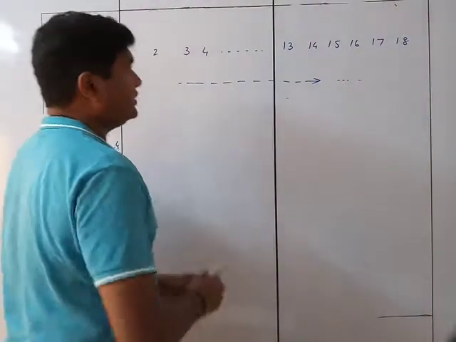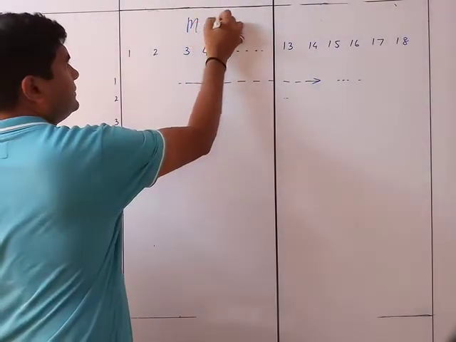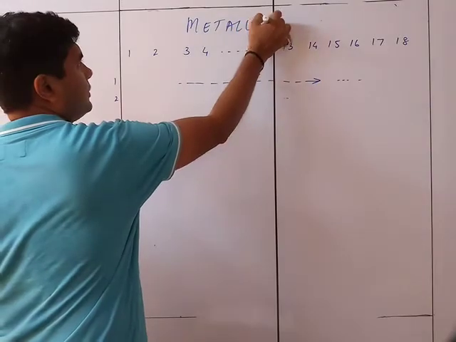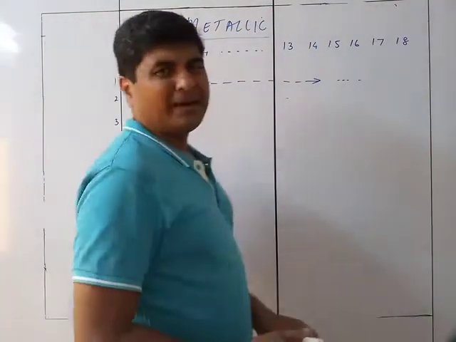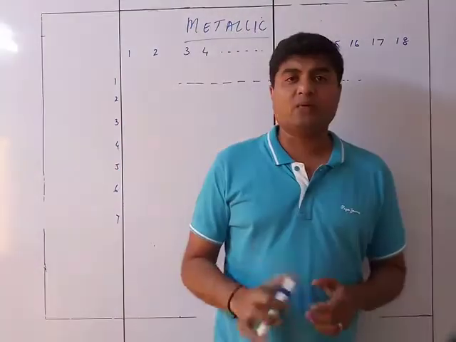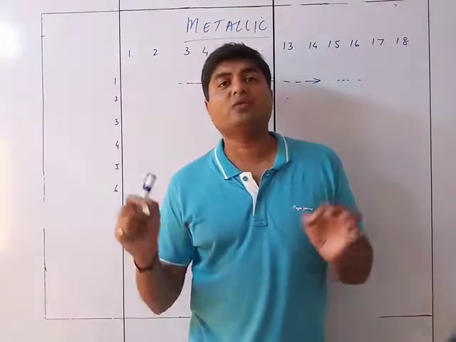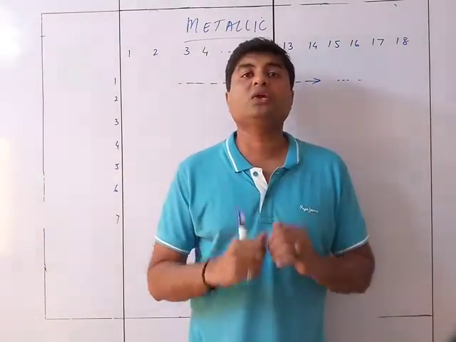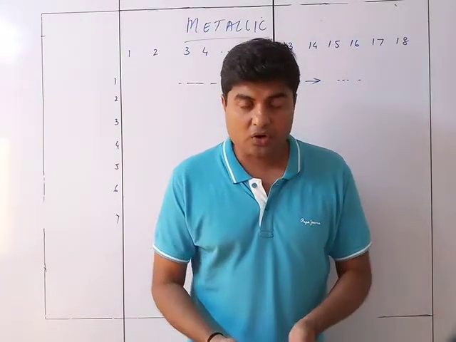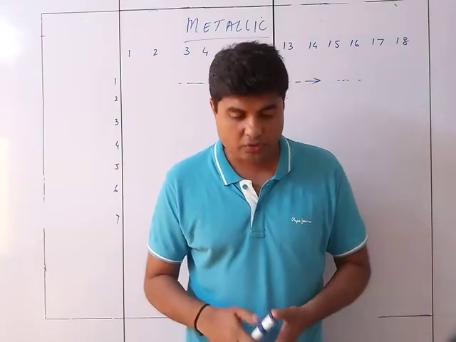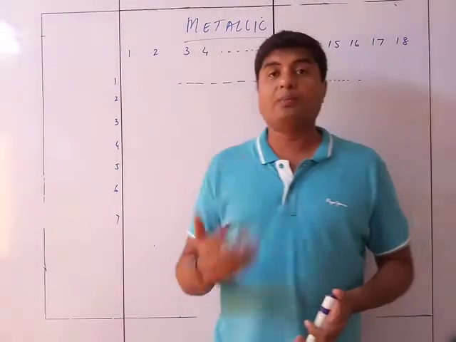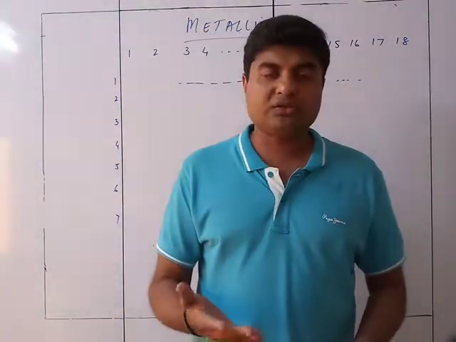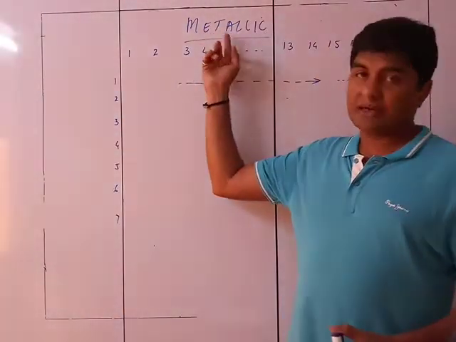Now the first one is metallic characters. What is the metallic character? What is the characteristic of a metal? The character of a metal basically is that it has the capacity to donate electrons or give away electrons. So the property of losing electrons is that of the metals.